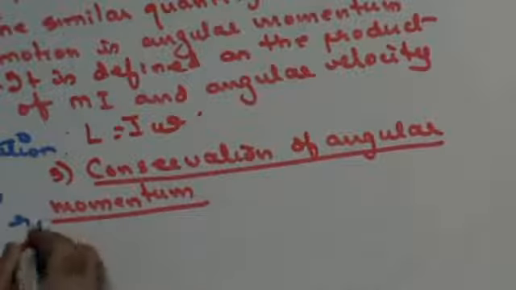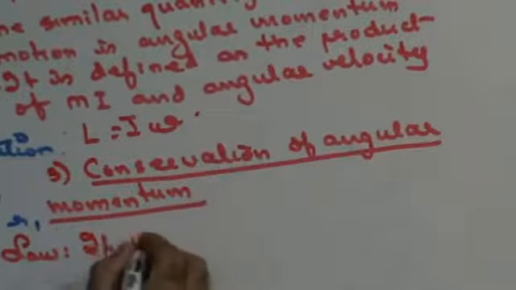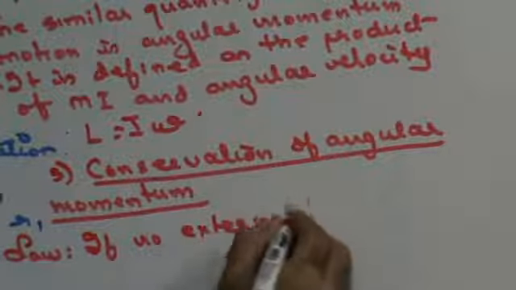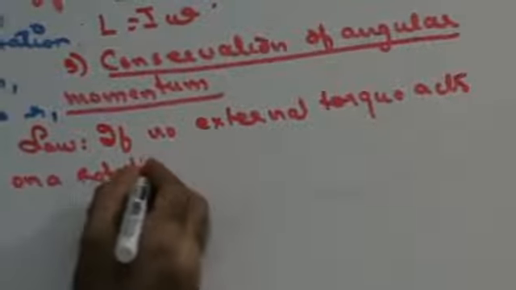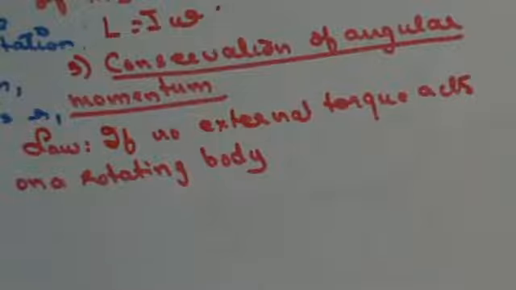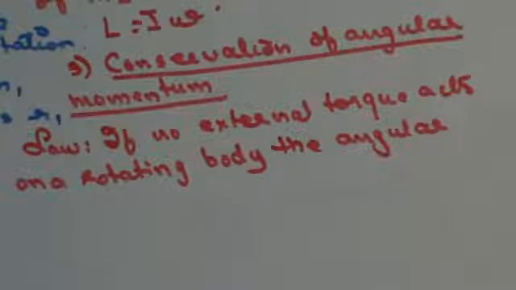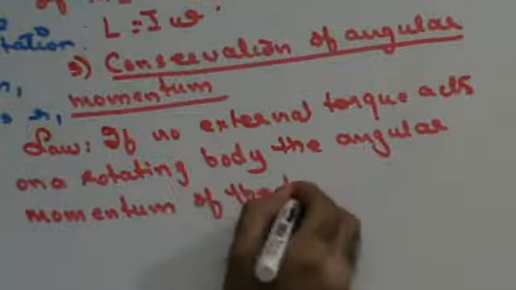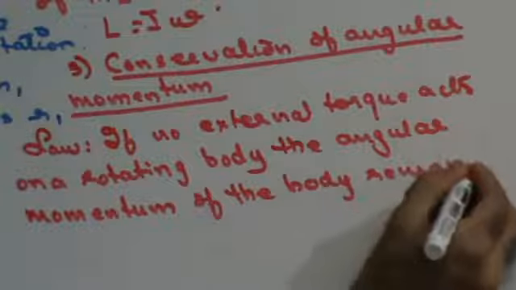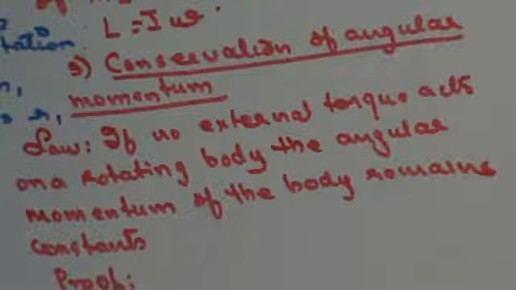Now, in that case, the law states: if no external torque acts on a rotating body, the angular momentum of the body remains constant. Let's prove this. Let's see the proof for this.